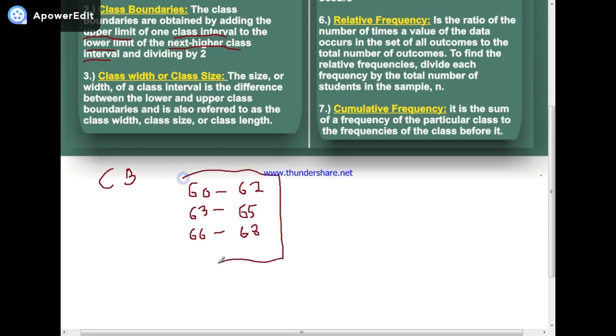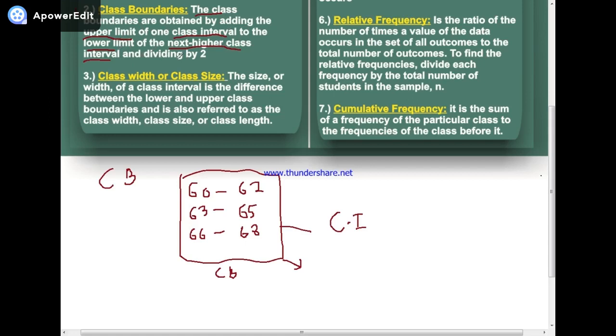Now, this is called class interval. From this particular class interval, we want to generate our class boundary. How can we get our class boundary? From the explanation above, they say the class boundaries are obtained by adding the upper limit of one class interval to the lower limit of the next higher class interval and dividing it by 2.